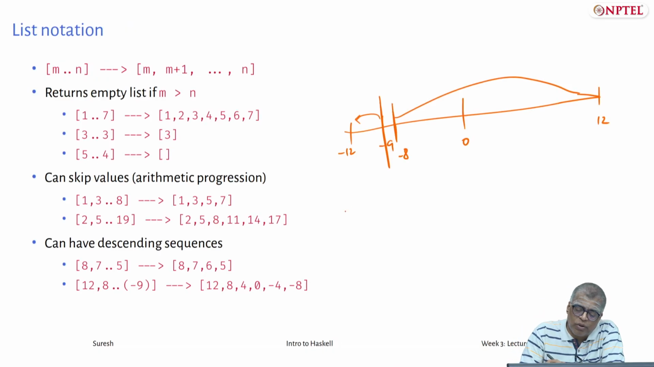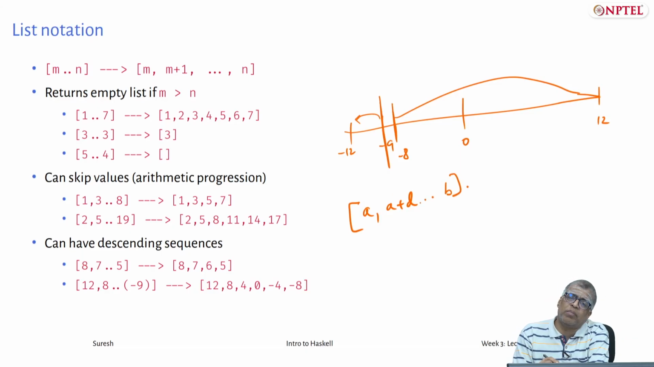So in general, the general pattern is a, a plus d, dot dot b. And the d can be negative also, right? And then what will happen is that you will add d to each value in turn till you go past b. Going past b means going below b if a is greater than b, or going above b if a is less than b.